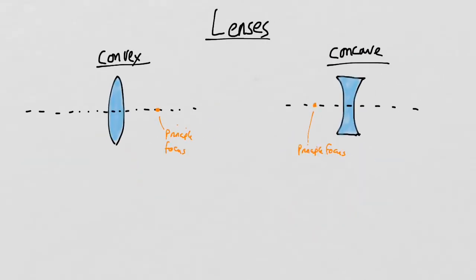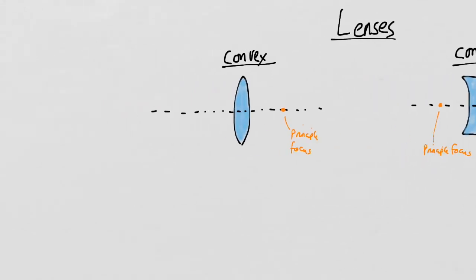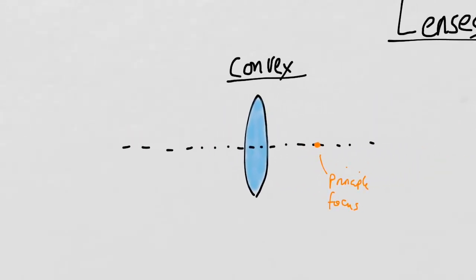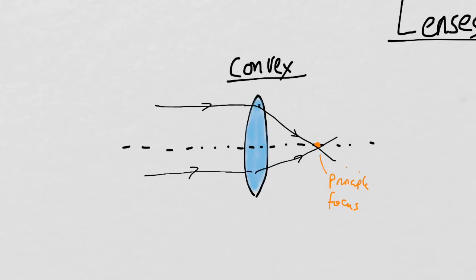Okay, so let's talk about some of the rules regarding rays entering these lenses. So the first rule for a convex lens is if you've got light rays entering parallel to the axis, like this, it will always emerge and then go straight through the principal focus, like so. It doesn't actually matter where the light ray hits the lens, as long as it's parallel to the axis, it will always emerge and go through the principal focus.